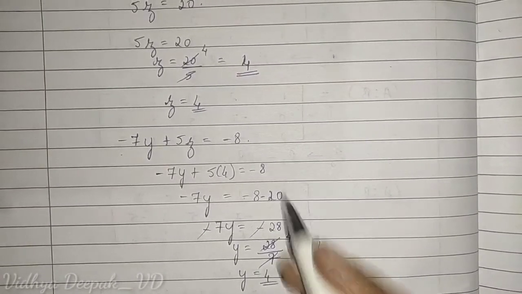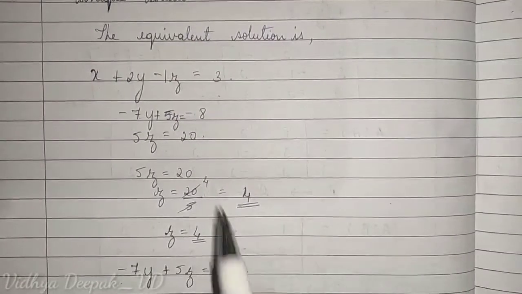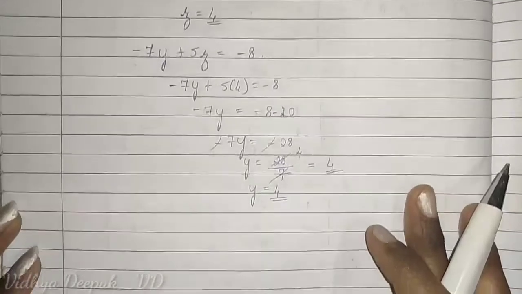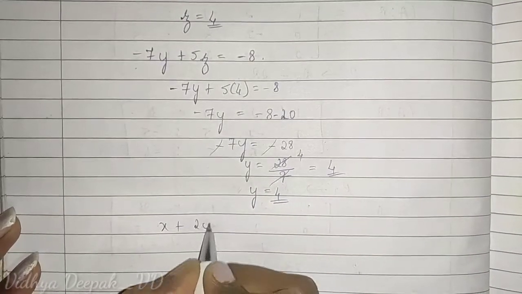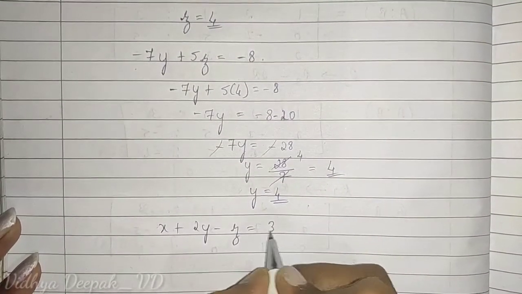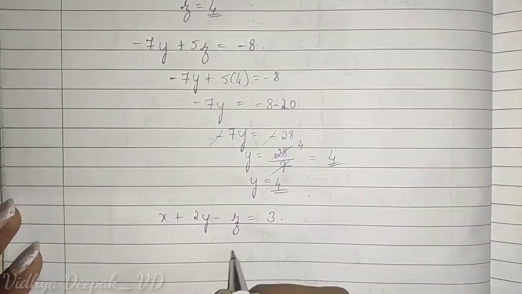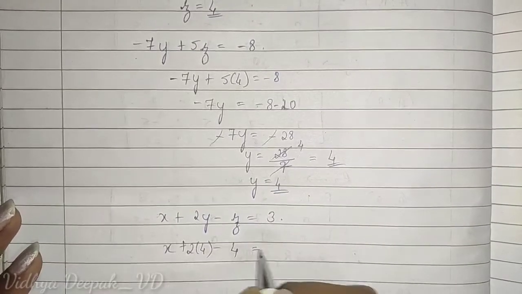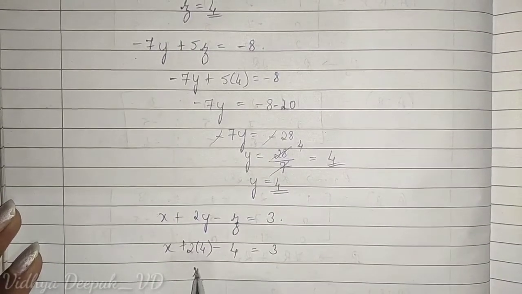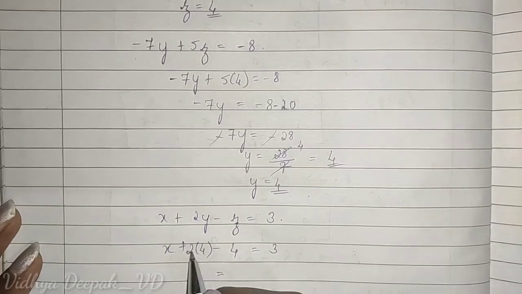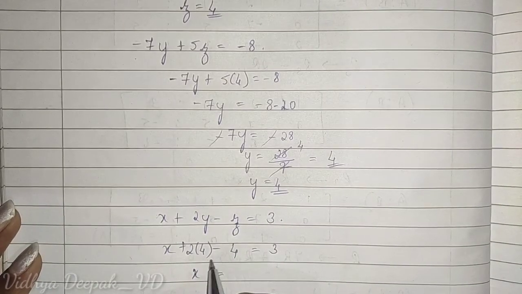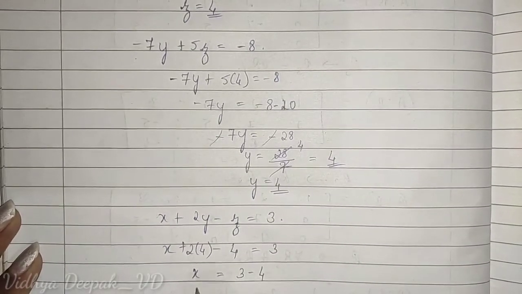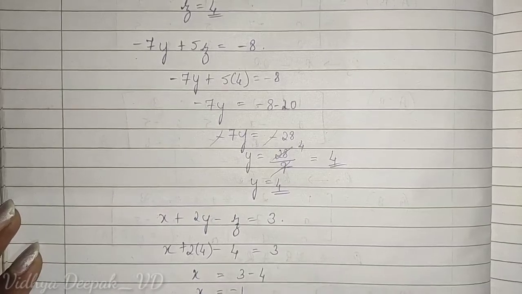Now apply z and y values in equation 1. That is x plus 2y minus 1z is equal to 3. We have x plus 2y minus z is equal to 3. We know the value of z is 4, the value of y is also 4, and we don't know the value of x. Now x plus 4 2s are 8, 8 minus 4, 4. So it is plus 4, bringing to this side it becomes minus 4. So x is equal to minus 1.